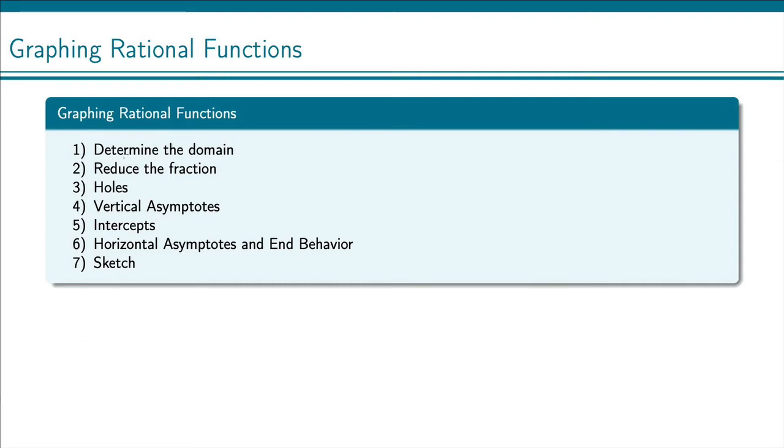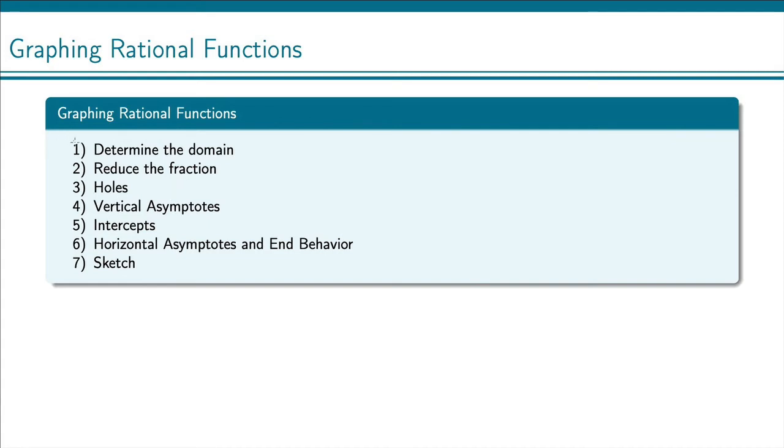So the first thing we need to do is find our domain. That's the very first thing you want to do with any function that you want to graph. You need to know the domain. The next thing you're going to do is reduce the fraction. So any common factors, you're going to cancel those out. And that is because all these other steps that we do down here are easier with a reduced fraction.